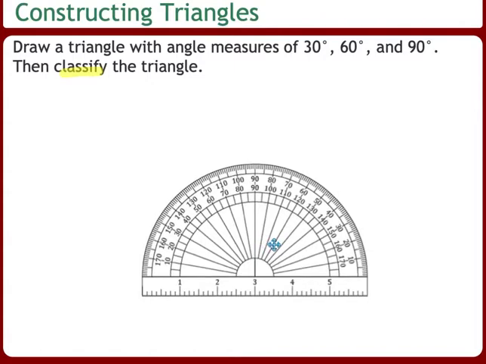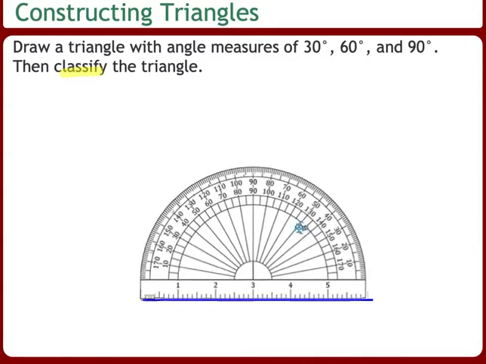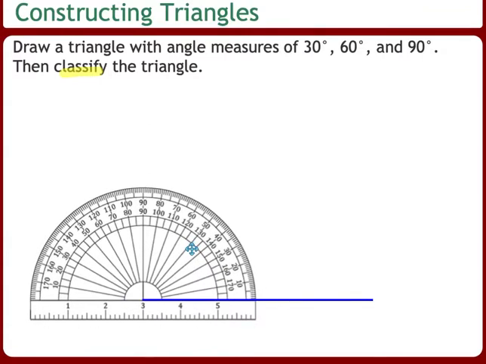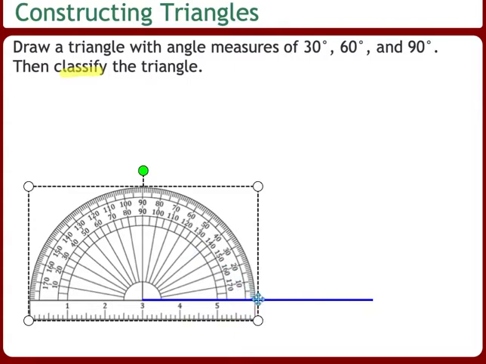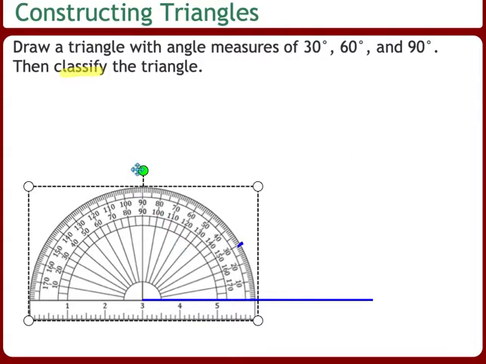So I'm going to go ahead and draw a nice long line here so that I can easily use my protractor. I'm going to go to the end of the line here, and I'm going to line up my vertex with the end of the line and my baseline, my 0 mark, with the line itself. And I'm going to make a little mark. I'm going to go with the 30 degrees first. So here's 30 degrees. And I'm going to go ahead and make a nice long line for that.